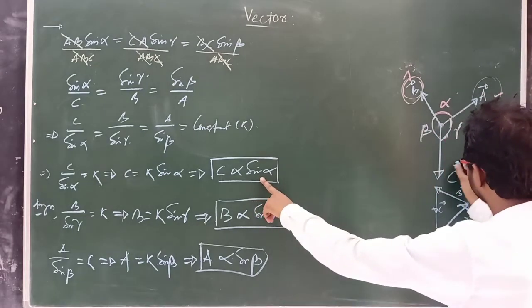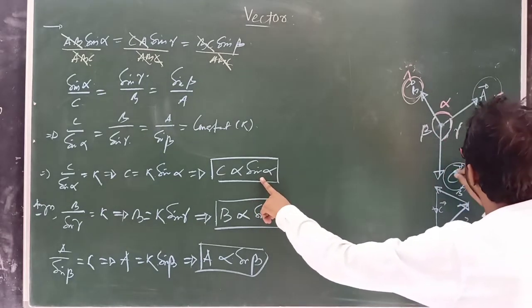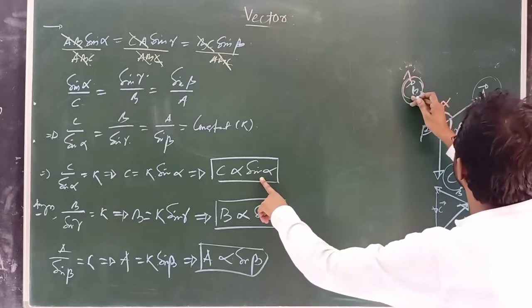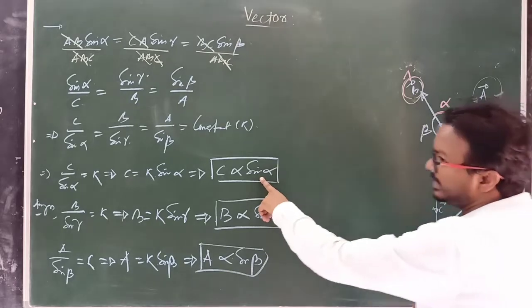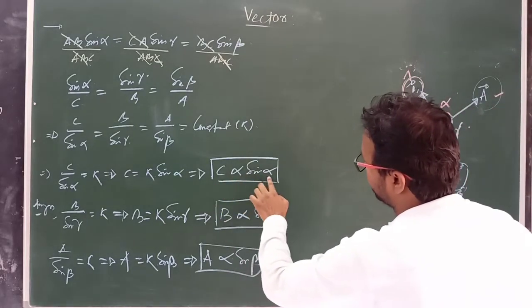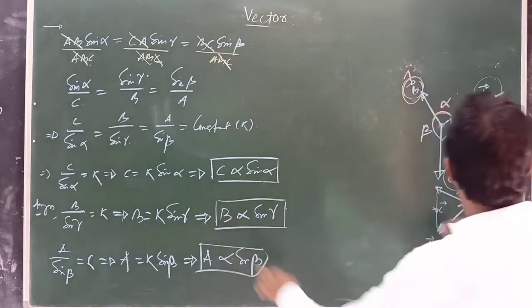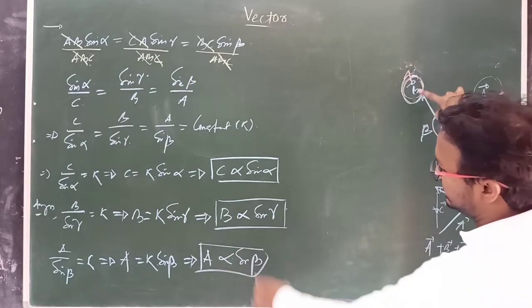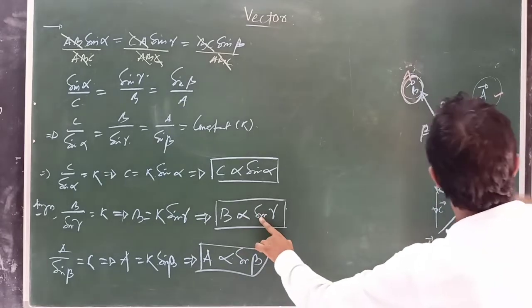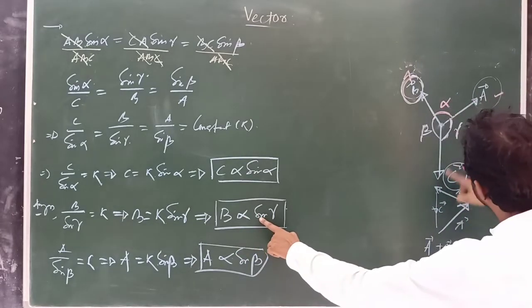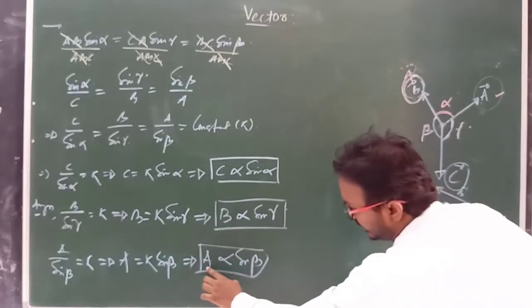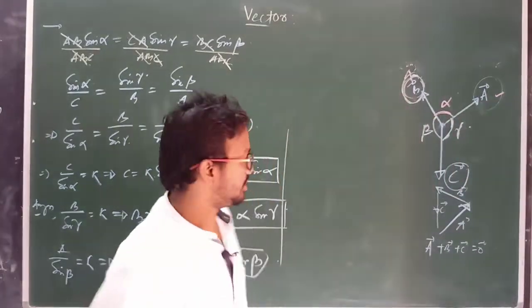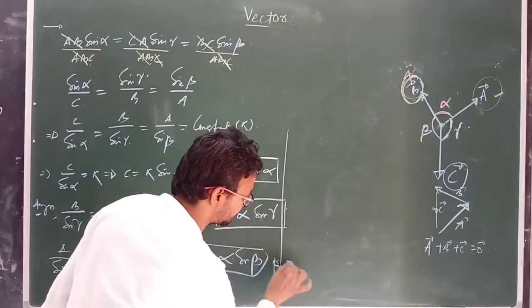So we consider vector C and its opposite angle, meaning the angle between the other two vectors A and B, which is alpha. So the magnitude of C is directly proportional to sin alpha. Similarly, if you choose vector B, then the magnitude of B is directly proportional to the sine of the angle between the other two forces, which is gamma. And A is directly proportional to sin beta. This is known as Lami's theorem, and Lami's theorem is proved.